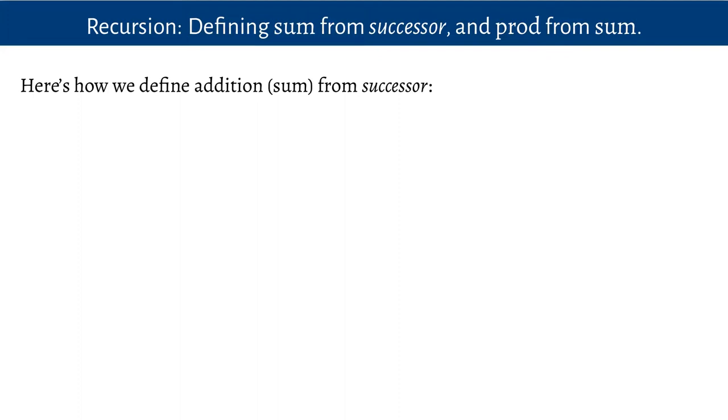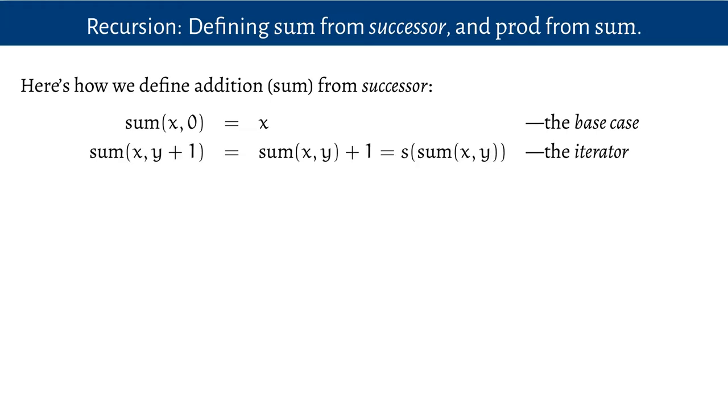Here's how you could define addition, the sum function, just using successor. I can say that I know how to sum x and zero. You just ignore the zero and return x. Adding zero is just like doing nothing. That's sort of the base case. And then if I already know how to add y, here's how you can add y plus 1. To add y plus 1, you just add y first, and then you take the successor of the result. So this is just the composition of successor and the previous version of sum, if you like. So here's how you can sum x and y plus 1. You sum x and y first, and you then take the successor of that.